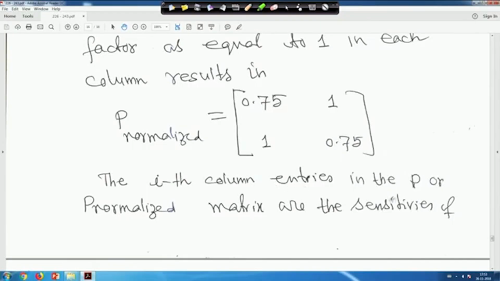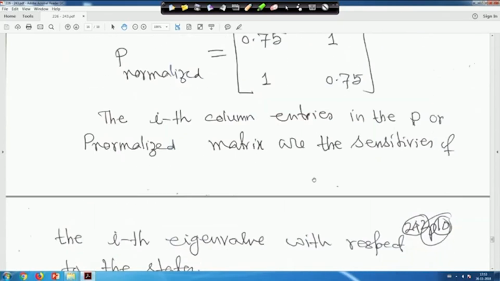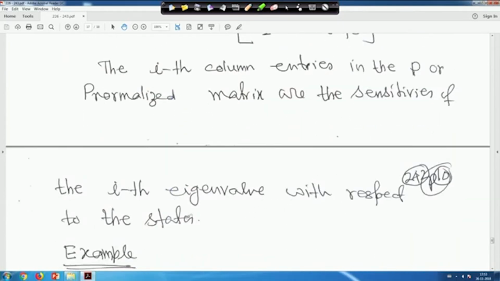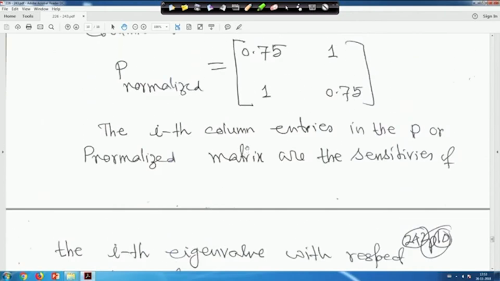In the previous lecture we have seen the normalized P matrix, that is just a 2 by 2 matrix, and this is your normalized participation factor. The ith column entries in the P normalized matrix are the sensitivities of the ith eigenvalue with respect to the states. We have seen some examples previously, but I took a couple of examples again just to demonstrate certain things.